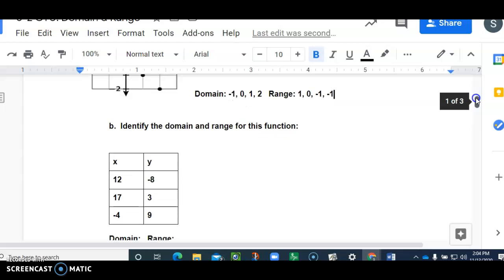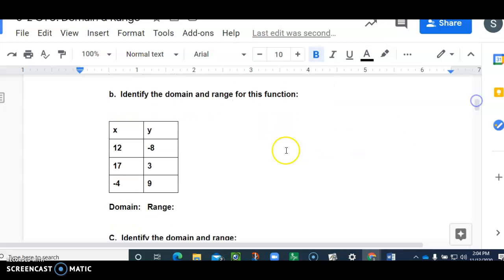Next, identify the domain and range from the function. Right here, it's a table. So they give you the table. What is the domain? The domain is just 12, 17, and -4. That's the domain. Now, range, the y value. So -8, 3, and 9. I'm done with that.